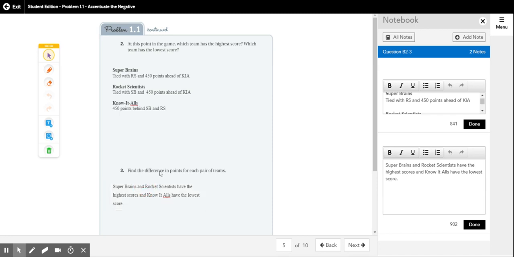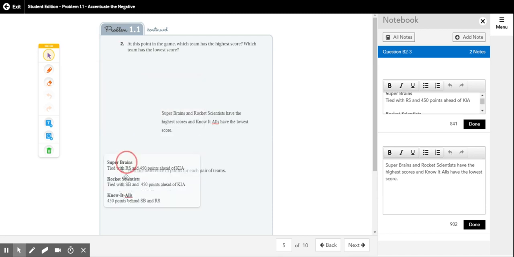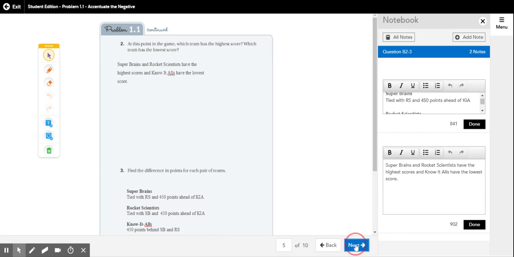So we're asked to find the difference in points for each pair of teams. Super brains and rocket scientists have... find the difference in points for each set of teams. I messed up my answer order here. So we found the difference in points here. And the answer to the first question, I'm sorry about that, is super brains and rocket scientists are tied for the lead, and know-it-alls have the lowest score. Here is the difference in points for each pair of teams.